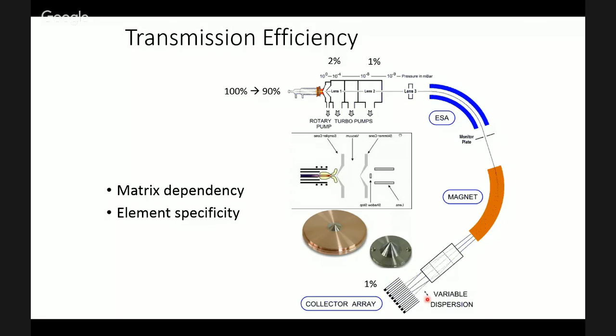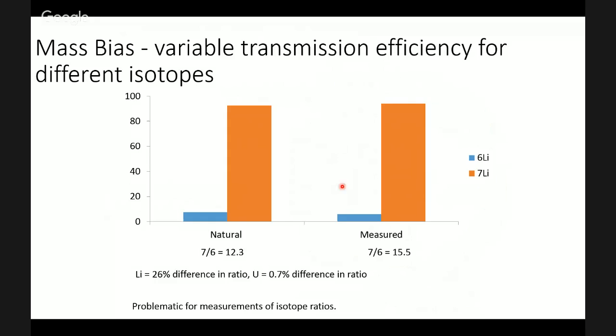And it turns out that the amount that gets around to the collectors is actually dependent on not only the element of interest, but also its isotopes. So it turns out that heavier isotopes actually get around this mass spectrometer a lot easier than lighter isotopes, which creates a problem. This is an example for lithium isotopes. The natural abundance of lithium has two isotopes, lithium-7 and lithium-6. You can see those have a natural ratio of about 12. But if we were to measure those on a mass spectrometer, we would get a ratio that's much higher. So we've preferentially fractionated the heavier isotope because that can make it around the mass spectrometer a lot easier.